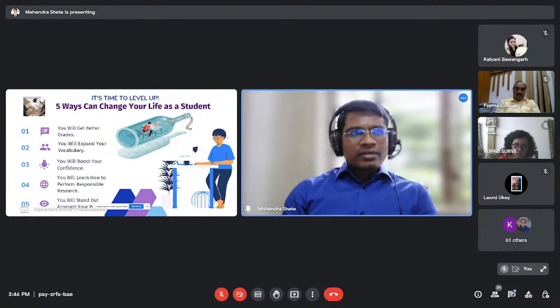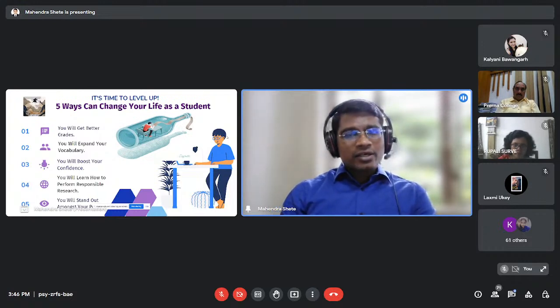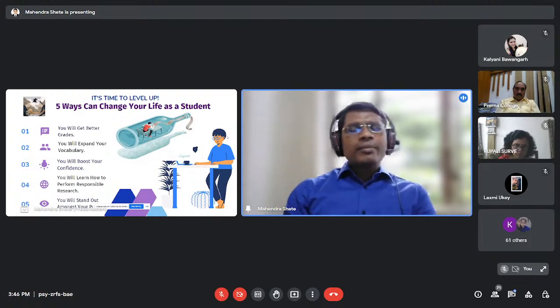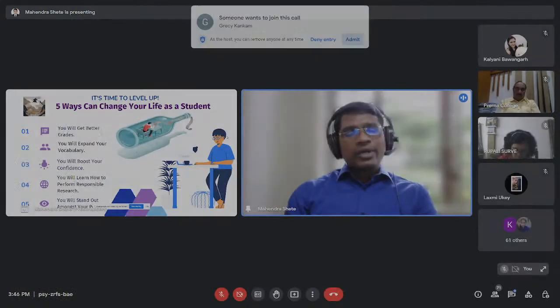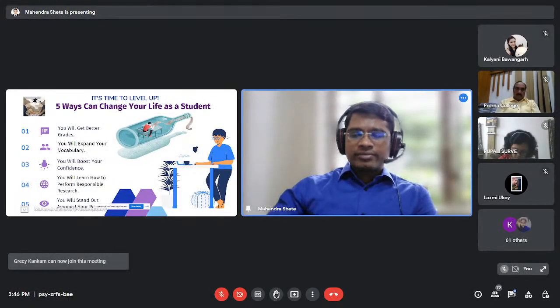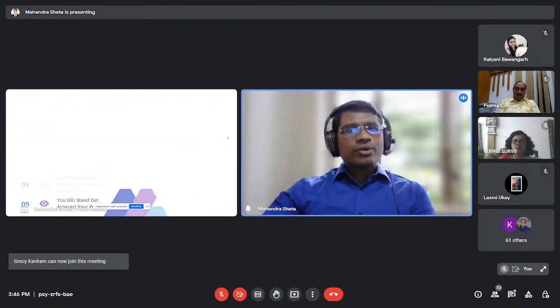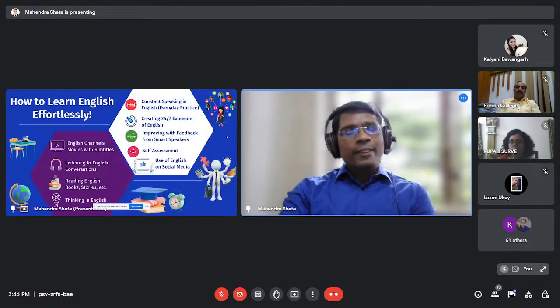Ultimately, you will learn how to perform responsible research. For example, during postgraduate degrees, now research is required, project work is required. It helps there as well. And ultimately, you will stand out of the crowd. Okay, you will not be the part of crowd. So it will help in so many things, but only if you practice it.